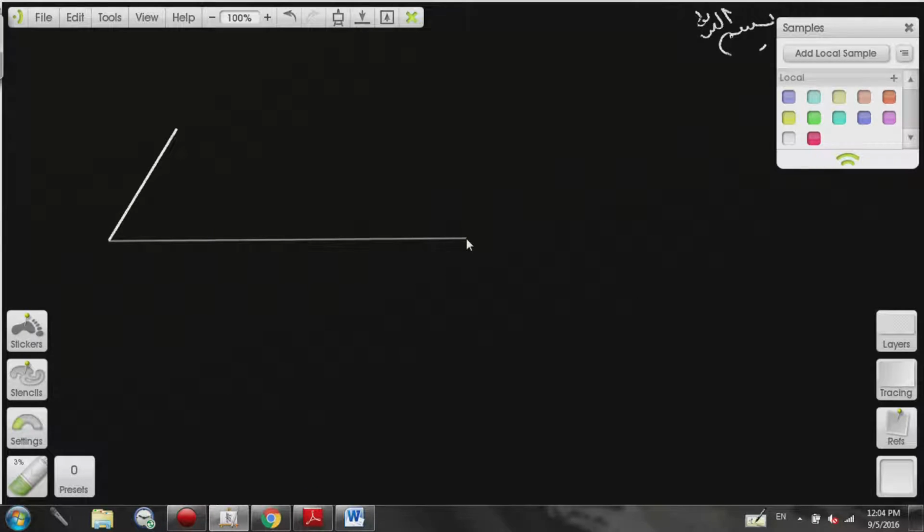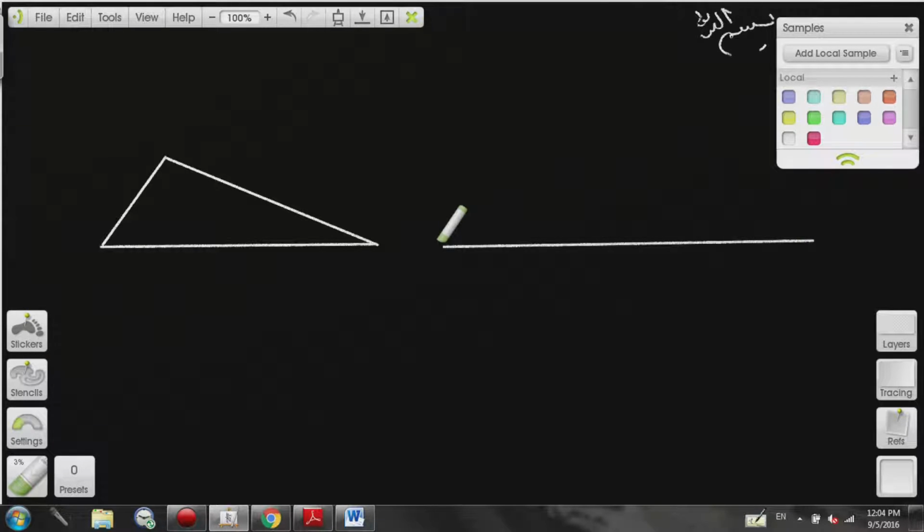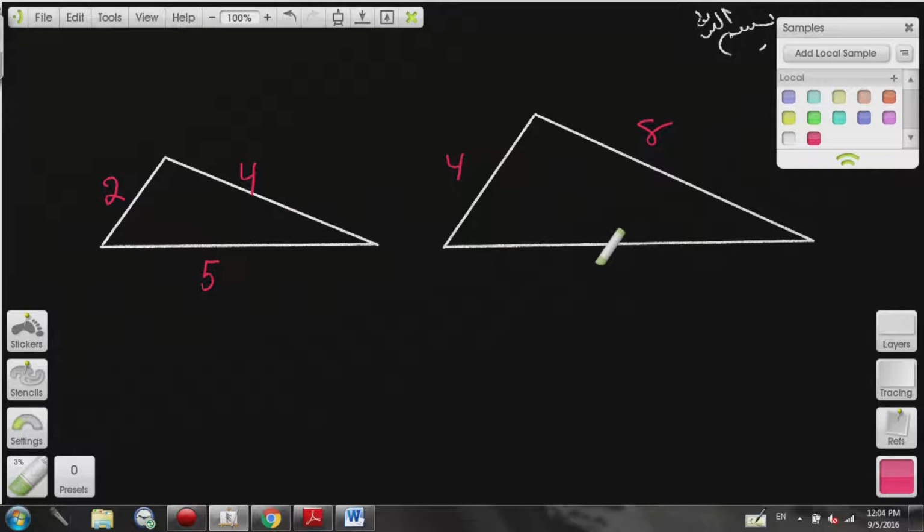So I'm going to try to draw two triangles that are meant to be similar. You have to forgive me, I'm trying here. So pretend these are similar triangles. If this is 2, this is 4, and this is 5, then if this is 4, this is 8, and this is 5, this is 10. So these two triangles are similar, and they're all multiplied by 2.